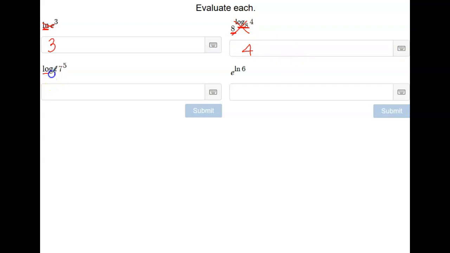Same thing over here. I have a log with base 7. I have an exponent with base 7. These two are going to cancel each other out. Our answer is going to be 5. Last one, remember ln is the same thing as log base e. So I have an exponent with base e. I have a log of base e. These two are inverses. They're going to undo each other, and our answer is just going to be 6.